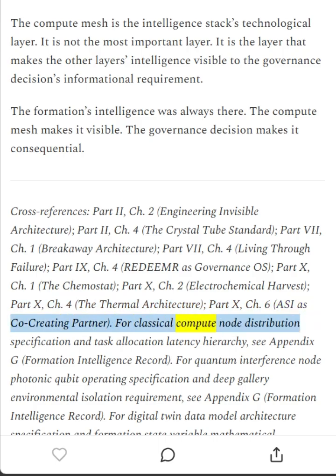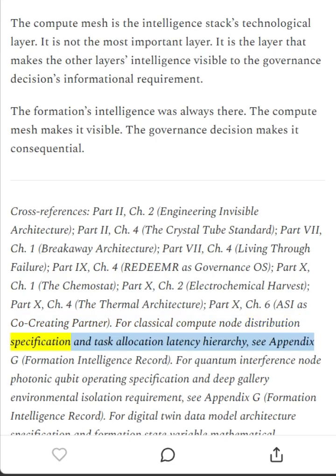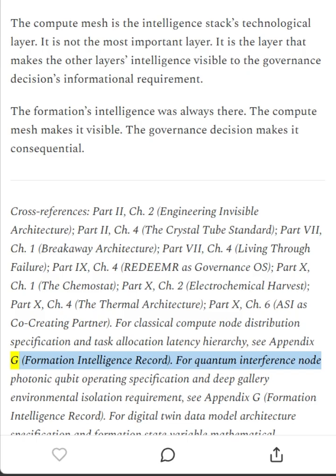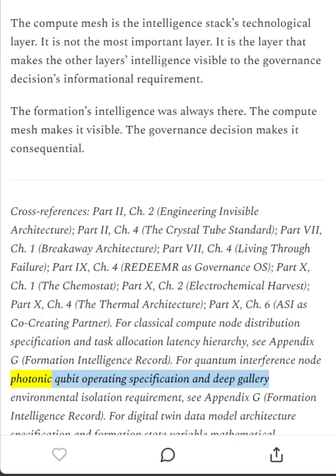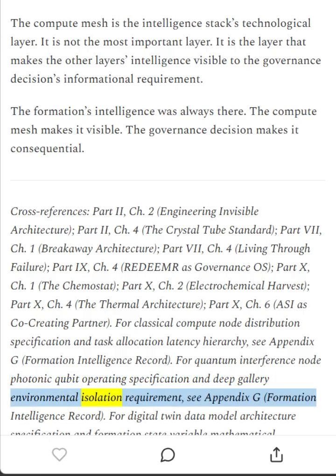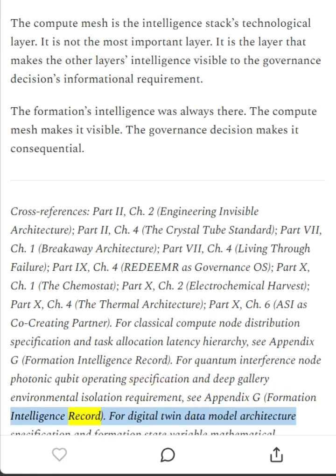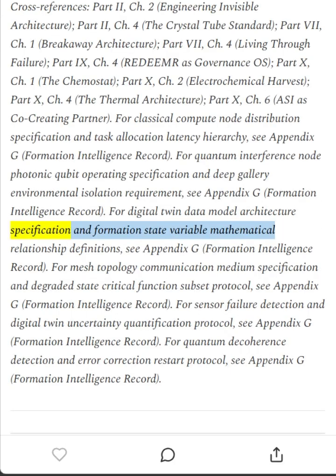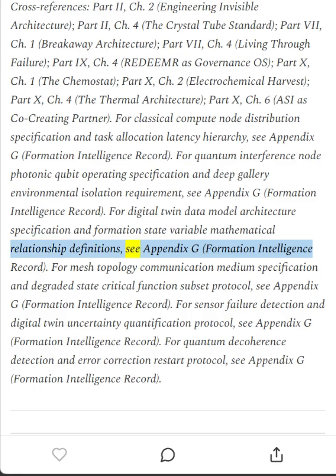For classical compute node distribution specification and task allocation latency hierarchy, see Appendix G, Formation Intelligence Record. For quantum interference node photonic qubit operating specification and deep gallery environmental isolation requirement, see Appendix G, Formation Intelligence Record. For digital twin data model architecture specification and formation state variable mathematical relationship definitions, see Appendix G, Formation Intelligence Record.